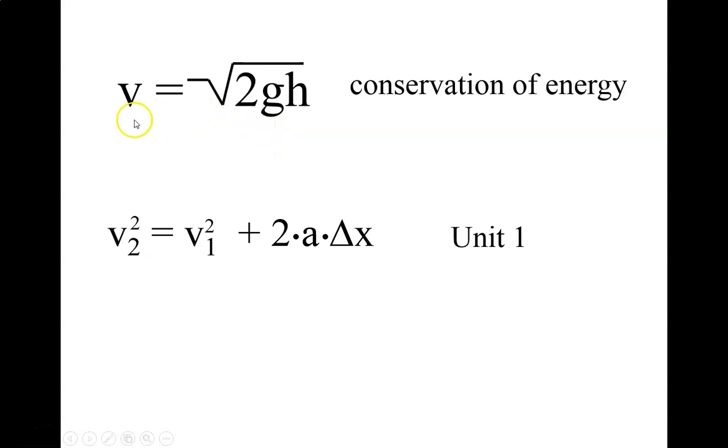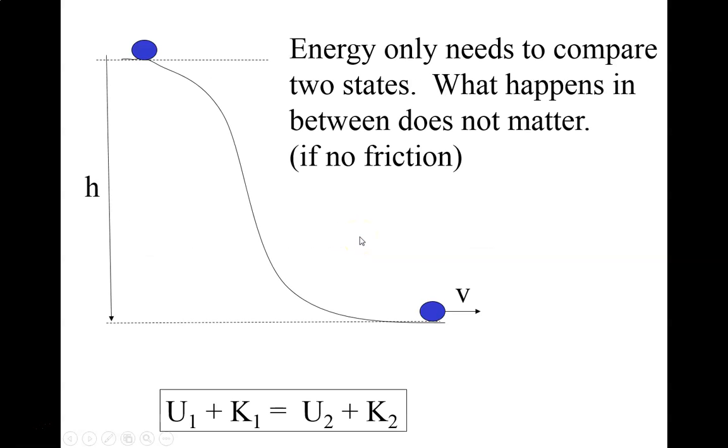And to make another connection, this is the equation that we just came up with for an object falling down, or rolling down, or a pendulum swinging down, or anything where we're converting gravitational potential energy into kinetic energy. If we take this equation from unit 1 and say my initial velocity was 0, which is what we said in our picture, we get v equals the square root of 2 times a times the displacement. So that's where this equation came from: conservation of energy.